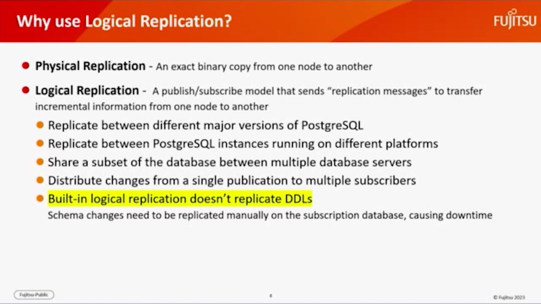So why would you want logical replication in the first place? Logical replication uses incremental messages to transfer data from the publisher to the subscriber, versus physical replication, which is the full exact binary copy of the entire thing. So with logical replication, you can transfer between different versions of Postgres or Postgres on different platforms, but with physical replication, because the underlying binary is incompatible, you can't do that.